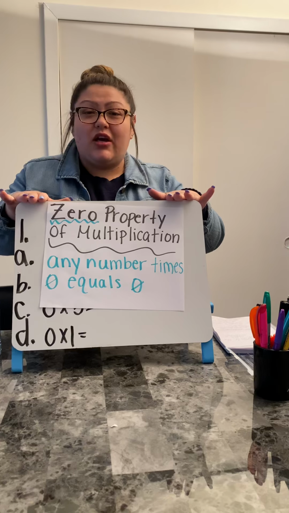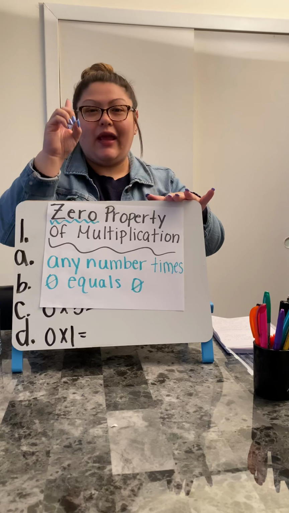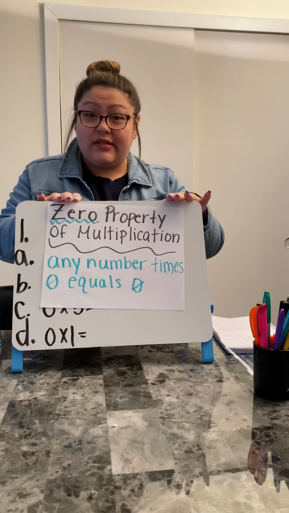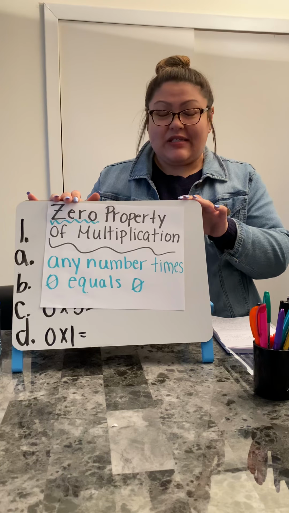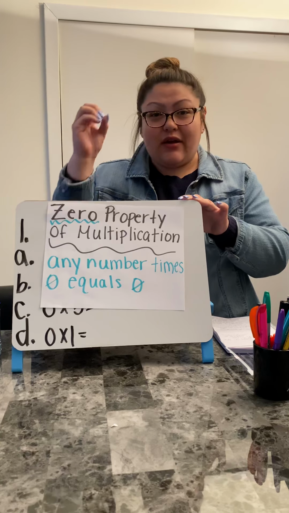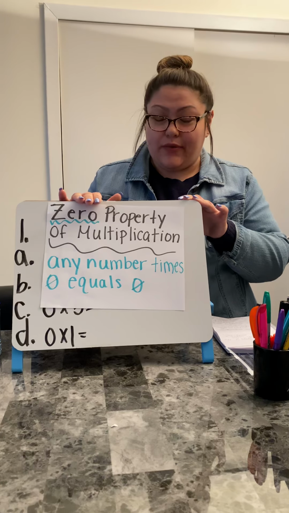Today's lesson is on multiplying by 0 and 1. We're going to start with 0. Okay, so the 0 property of multiplication says anything times 0 equals 0.